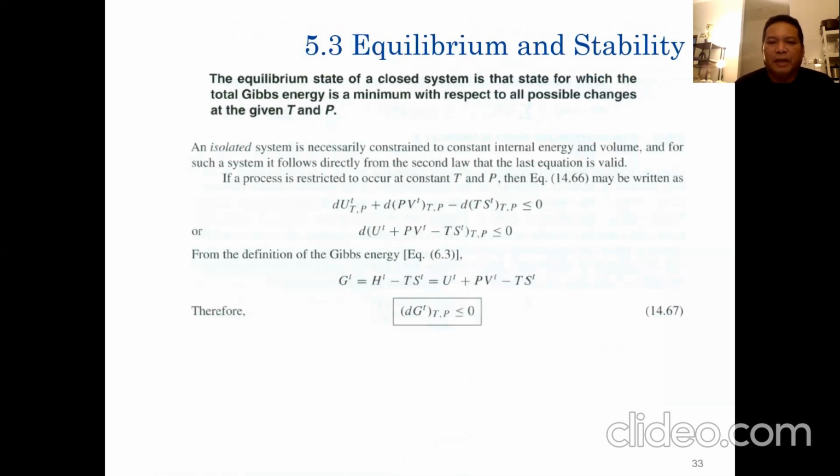Equilibrium and stability. The equilibrium state of a closed system is the state for which total Gibbs energy is a minimum with respect to all possible changes at the given T and P. So we know that for Gibbs energy at equilibrium, the change in total Gibbs energy at constant temperature and pressure should be equal to zero or less than or equal to zero, because going from one direction to another, the directions are the same. So toward the end it should be zero.